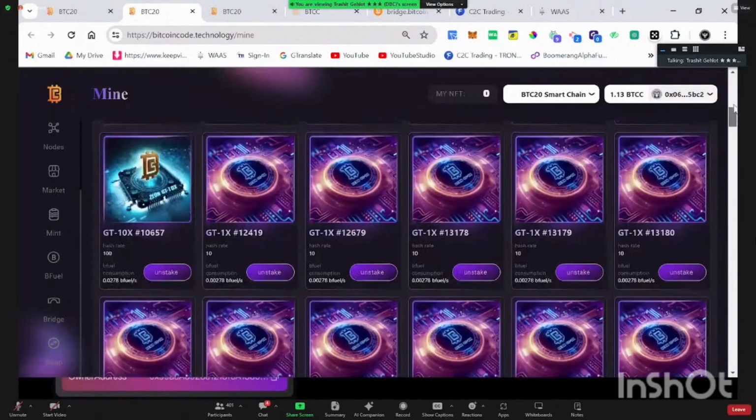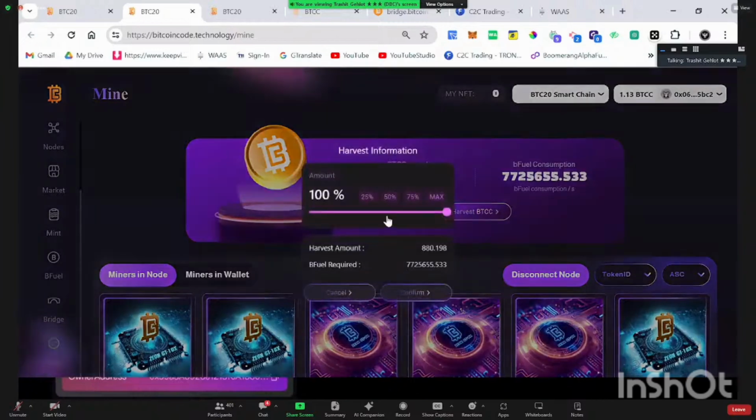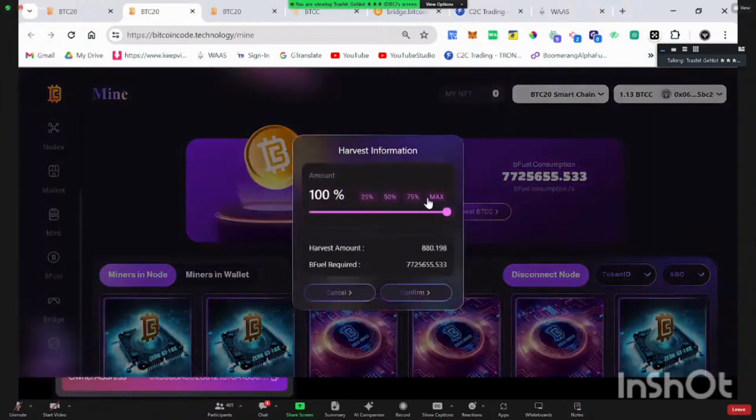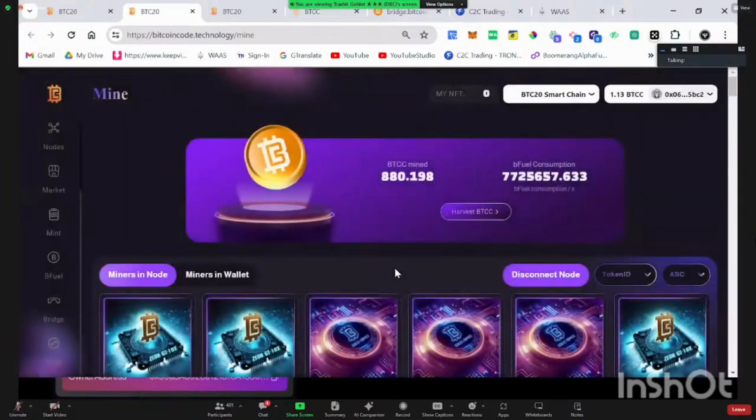But the best part is I don't need to pay this cost of mining upfront. I can pay it at my convenience. I can pay partially, I can pay maximum 25%, 50%, 75%. I can pay at my convenience.